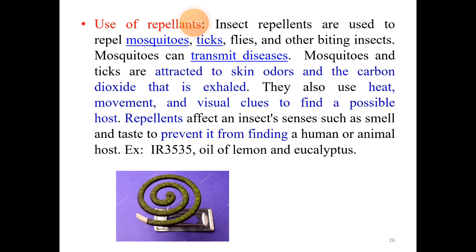Chemicals are also used as repellents against vector insects like mosquitoes, ticks, and flies that transmit diseases. Repellents disrupt the behavioral strategies of these insects and stop them from attacking humans and other non-target organisms. Examples: IR 3535, lemon oil, eucalyptus oil, etc.